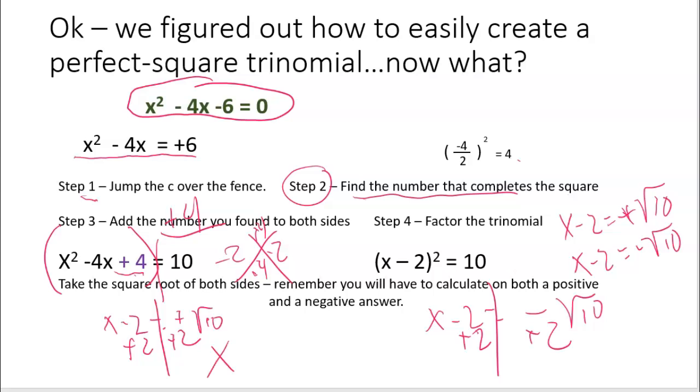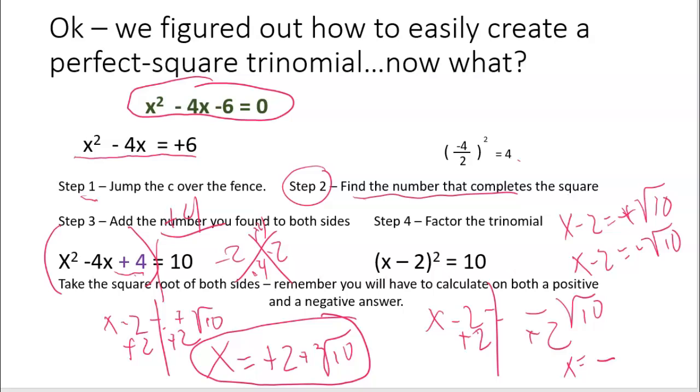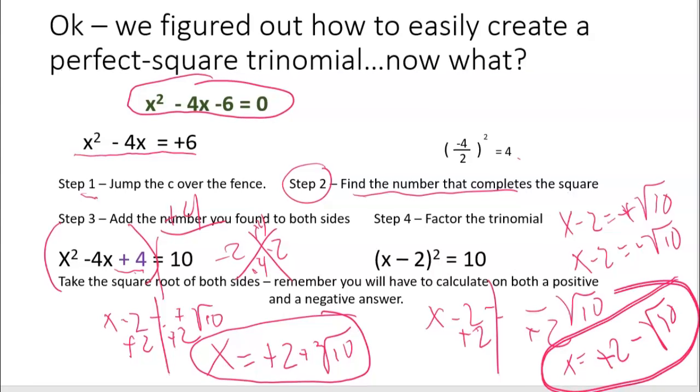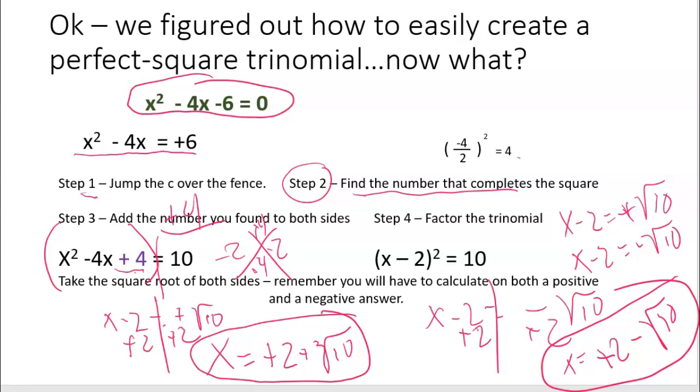And over here we get x equals positive 2 plus square root of 10. And here we get x equals negative, well, no, it's still positive. Positive 2 minus square root of 10. It's not a very pretty one, but that is the answers, okay? Let's see if we can find one that works better.